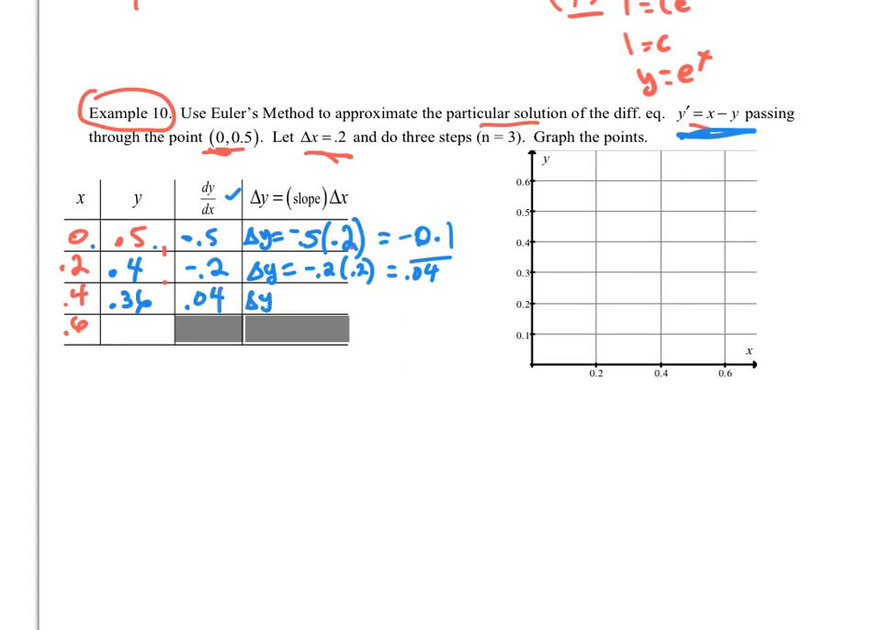And then delta y is equal to my slope, which is 0.04 times 0.2. So my change in y is going to be 0.008. And so I add that on here. So that's my estimate at 0.6. So I'm going to be 0.368. Can't possibly graph that appropriately, but I'll try. But that would be an estimate for 0.6. Go ahead and plot those and see what the curve looks like. So this looks like an estimate of my curve.